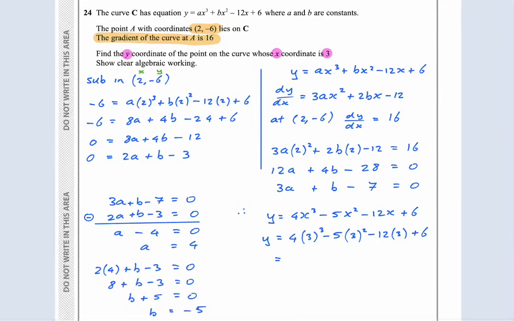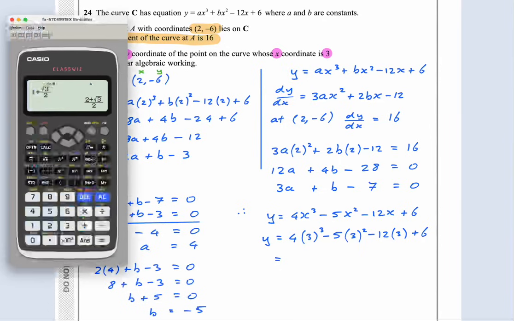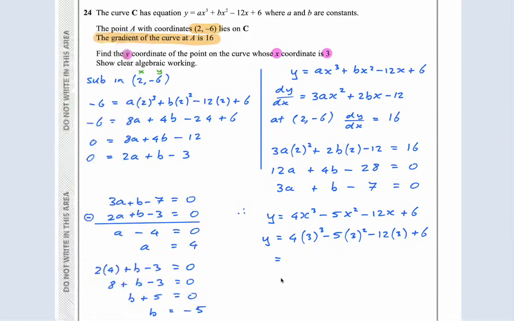So it's 4 times 3 cubed minus 5 times 3 squared minus 12 times 3 plus 6, and I get 33, which thankfully is correct. So the y-coordinate is 33.